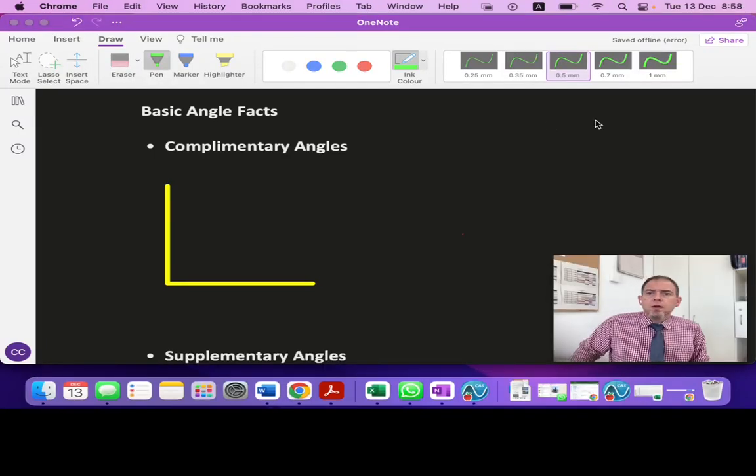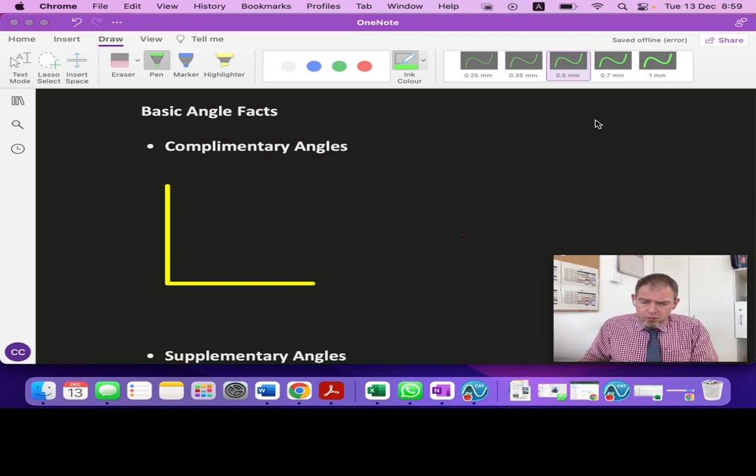Okay, today we are looking at the idea of basic angle facts. Specifically, we are looking at complementary angles, supplementary angles, angles on a point, and then finally we're going to look at vertically opposite angles. Let's start right away with complementary angles.